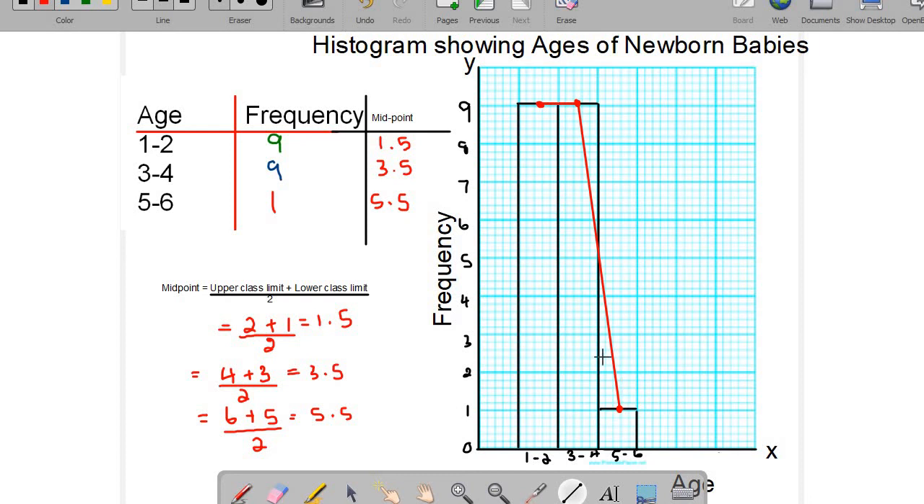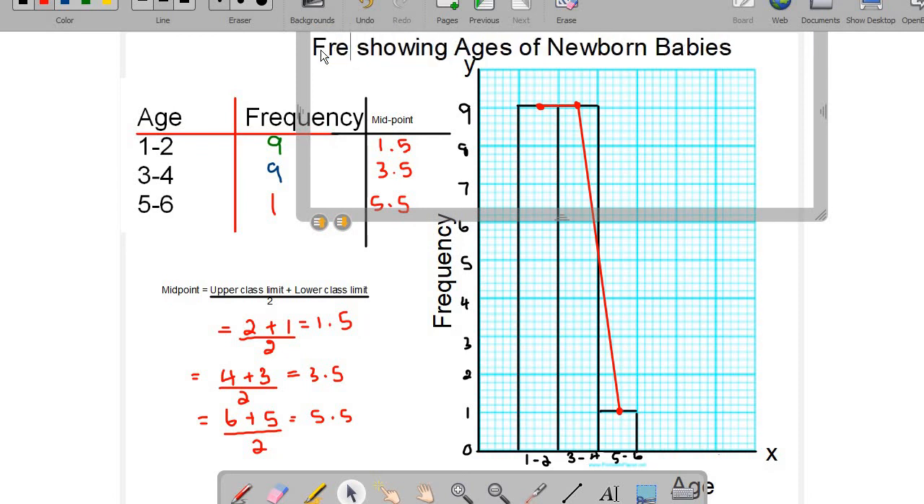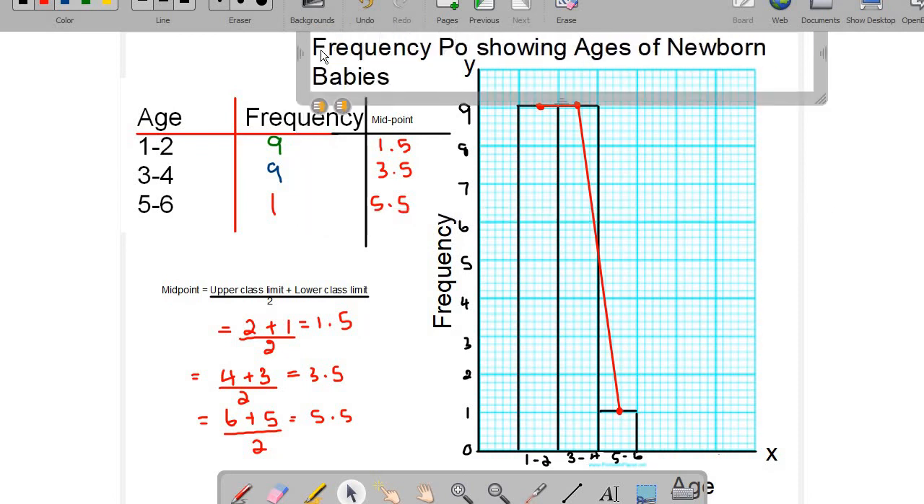And that's basically it. If you're only asked for a frequency polygon, you're going to have to change the title. So you're going to change the title to frequency polygon showing ages of newborn babies.